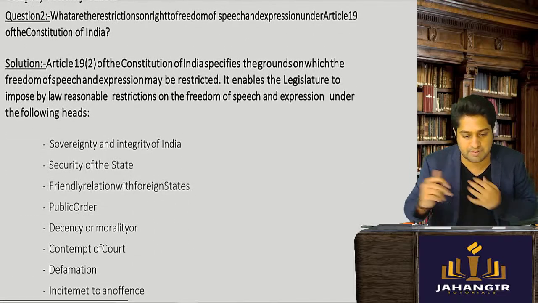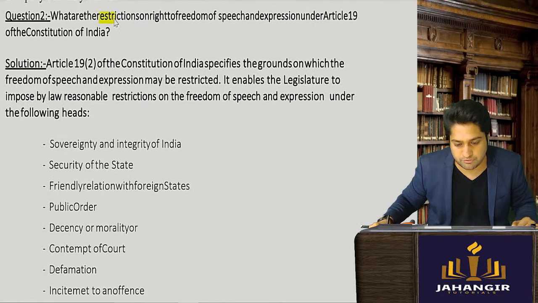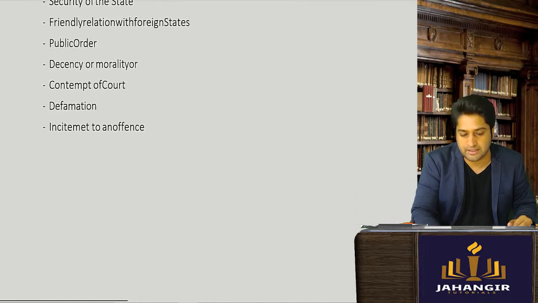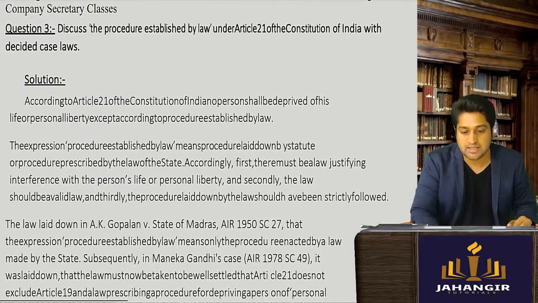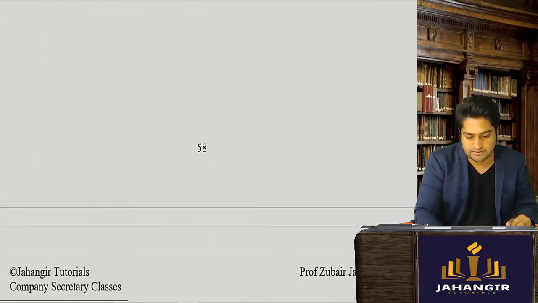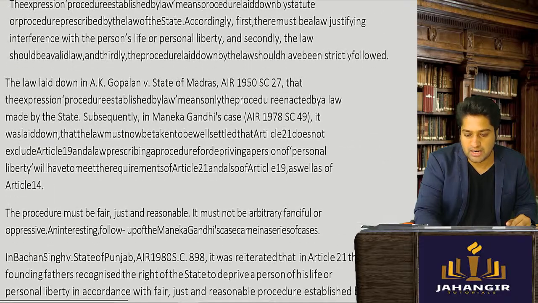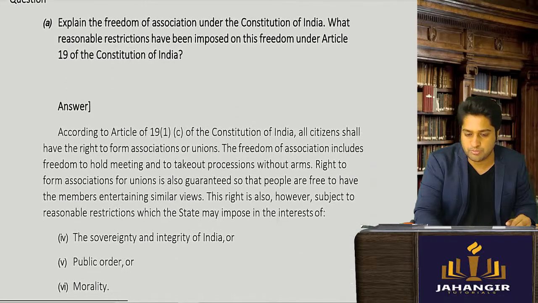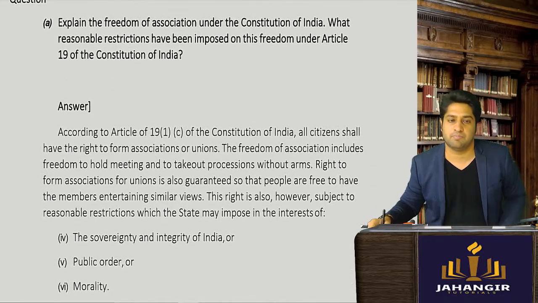Then they have asked in the past, what are the restrictions on the freedom of speech and expression under Article 19. So I told you 19.2 covers those parts. Then what is the procedure established by law? Okay, we've seen that. I told you Article 14, 19, 21 are very important, and writs. From here only the main question will be coming.